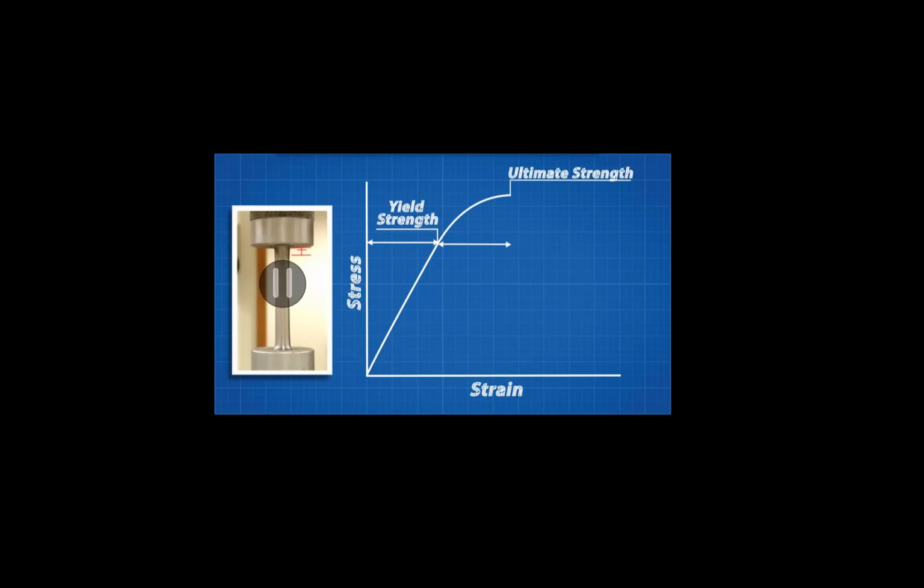The stress continues to rise until it hits the ultimate tensile strength point. This is the ultimate strength of the material, the most stress it can handle. From here, less stress is needed as the material begins to decrease in cross-section, which you can see happening here. This is called necking.